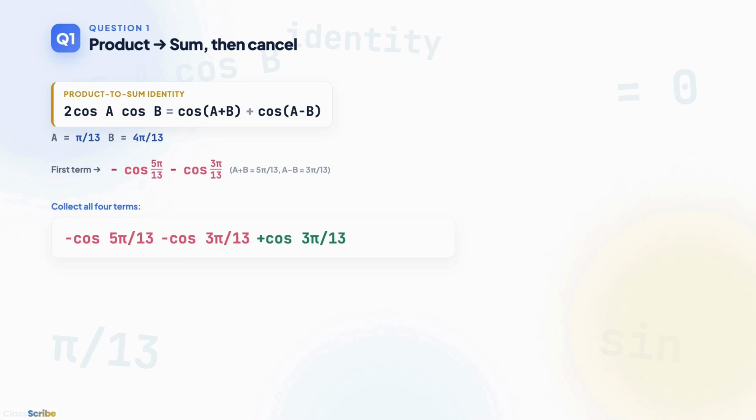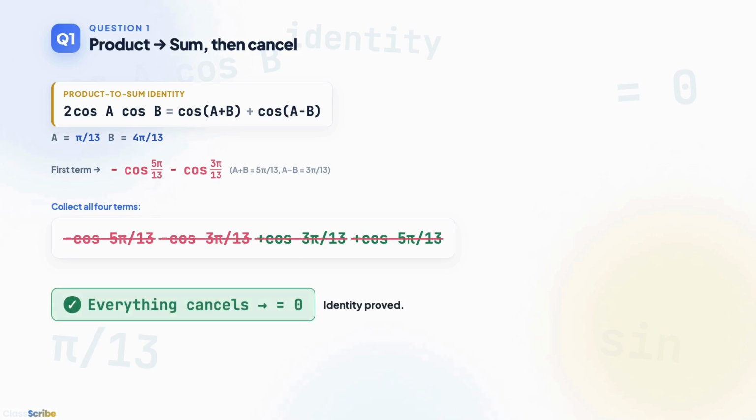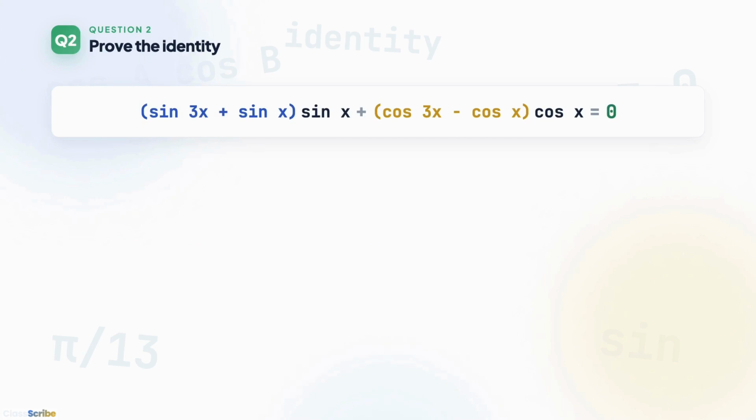So the first term becomes minus cosine 5 pi over 13 minus cosine 3 pi over 13. The remaining terms are already plus cosine 3 pi over 13 and plus cosine 5 pi over 13. Every positive term cancels its matching negative term, leaving only 0. Now let's solve question 2.